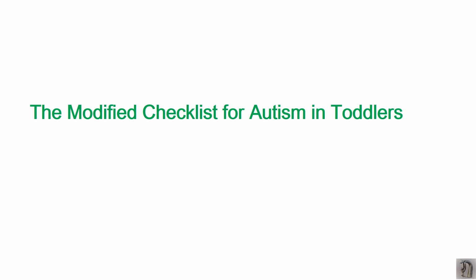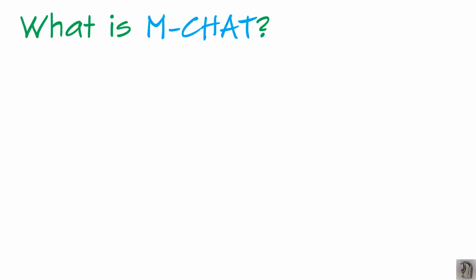Today we are going to talk about a checklist called the Modified Checklist for Autism in Toddlers, that is called M-CHAT. Yes, so let us understand about M-CHAT. What does it mean, what are the domains, and what is the scoring procedure of M-CHAT? So let us see what M-CHAT is.